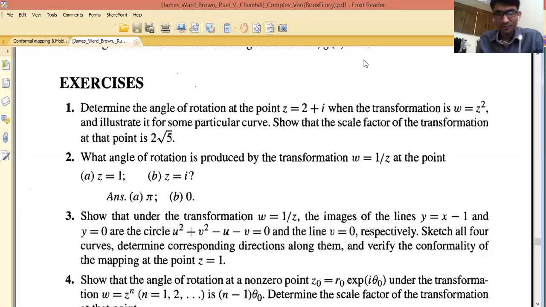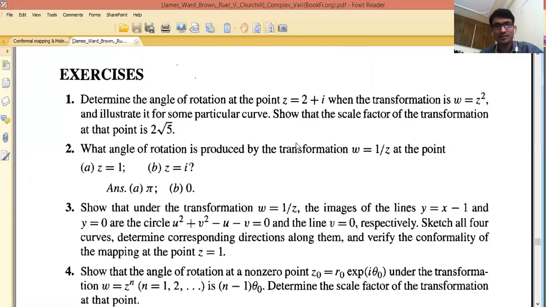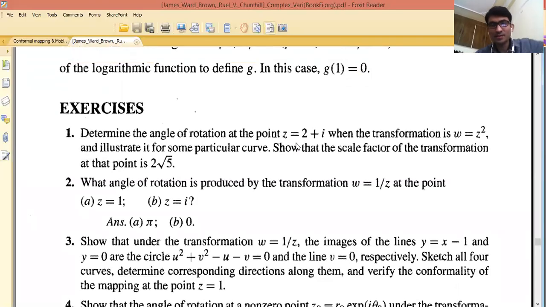Some objective type questions. Firstly, we see some exercises in this book. Determine the angle of rotation at the point 2 plus i when the transformation is w equals z squared. Put the value z = 2 + i: (2 + i) squared is 4 + i squared + 4i, which is 4 minus 1, so 3 + 4i. The angle is tan inverse of 4 by 3.